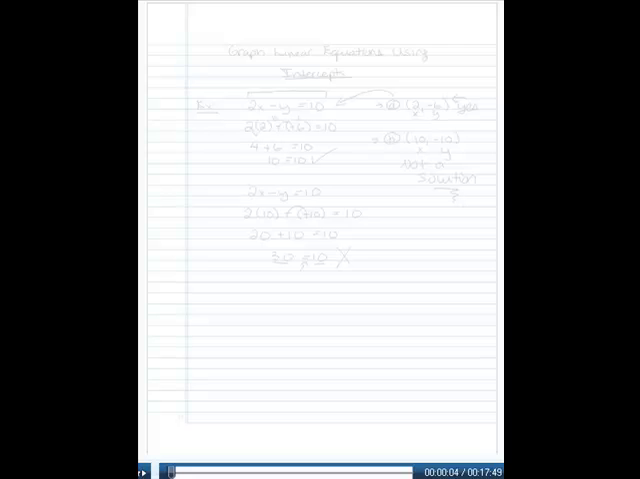Now let's start to graph linear equations using intercepts. Now there's many ways to graph a line, and we're going to talk about a few, but the first one we're going to talk about is graphing using intercepts. Let's start off with something simple.